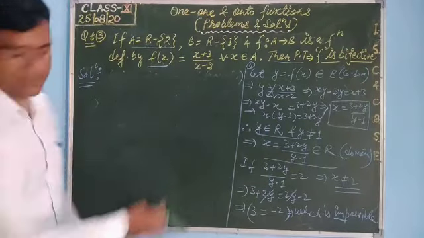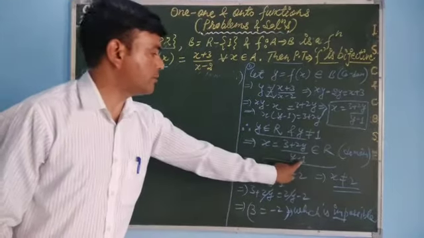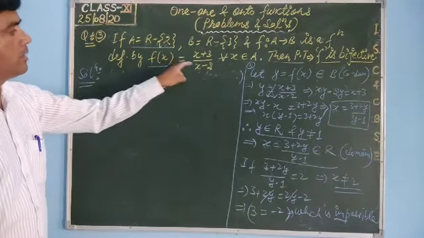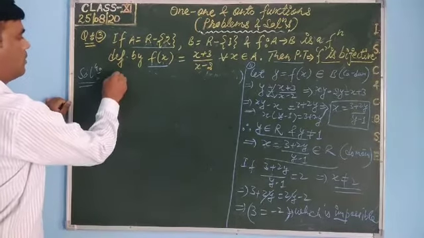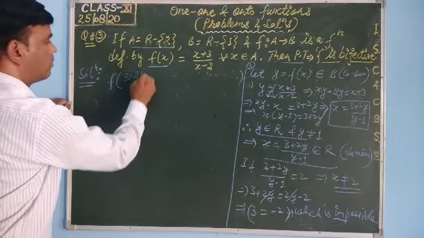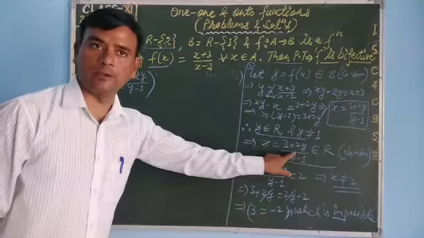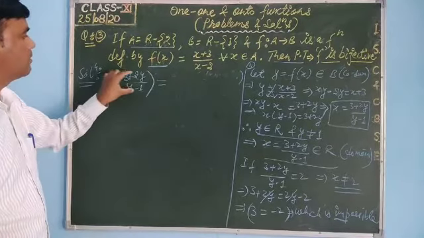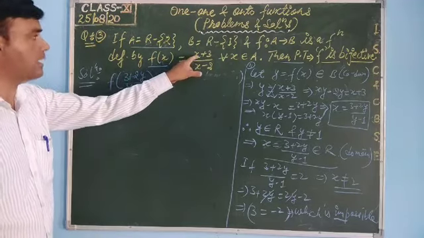Now we have to prove that, since we are getting the value of x as (3 plus 2y) upon (y minus 1), putting this value here in place of x, whether we get y or not. So since f(x) is equal to this, putting this value of x here, we get (3 plus 2y) upon (y minus 1) in place of x. Then we will get whether y or not. So see here, in place of x, we are putting this whole value.